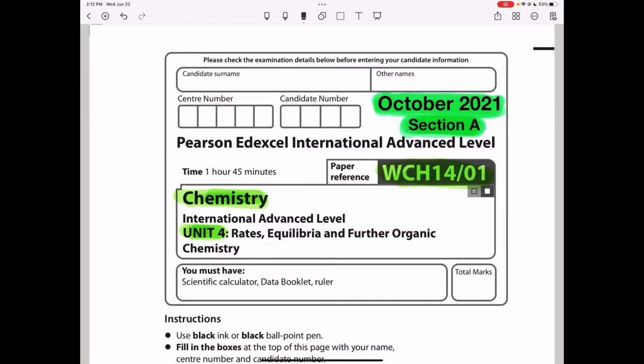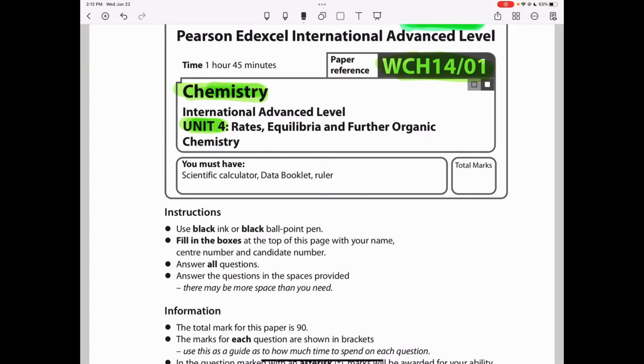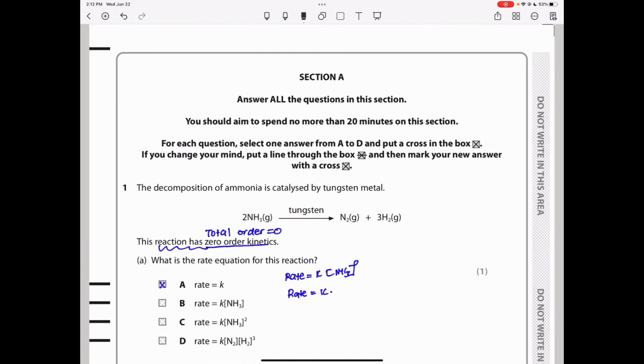Today we are doing the Pearson Edexcel International A level, Unit 4 Chemistry for October 2021. This is Section A, which is basically 20 marks. I will go straight to the first question.